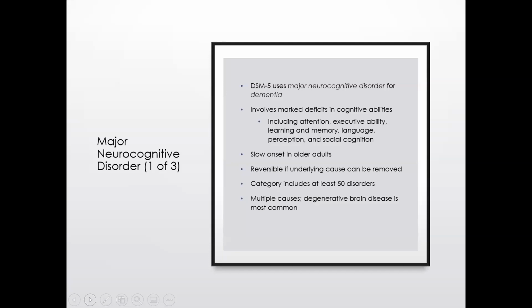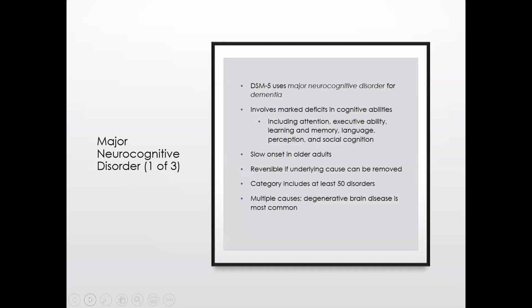Next, we're going to move into major neurocognitive disorders. The DSM-5 does use major neurocognitive disorders for the category of dementia. Oftentimes that is when our memory starts to fail us. We might start forgetting things more often, and there is a distinction between dementia and Alzheimer's, and we'll talk about that a little further as we go along.